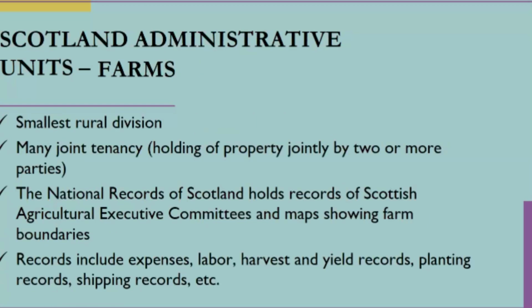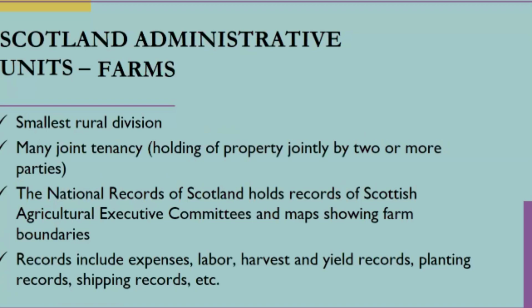And then the smallest division was a little farm. These were usually owned by 2 parties. And a lot of these farms have maps now. The National Records of Scotland has maps showing where the farms were located and the boundaries of the farms.